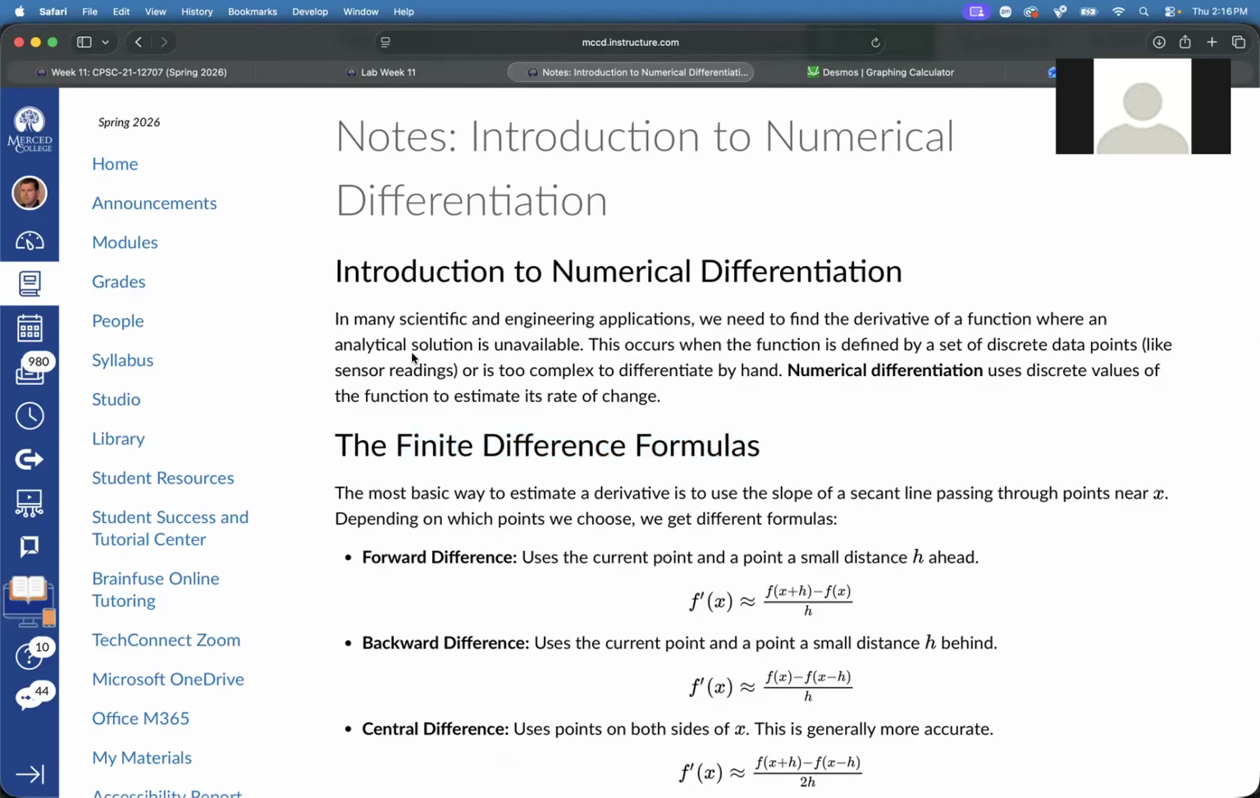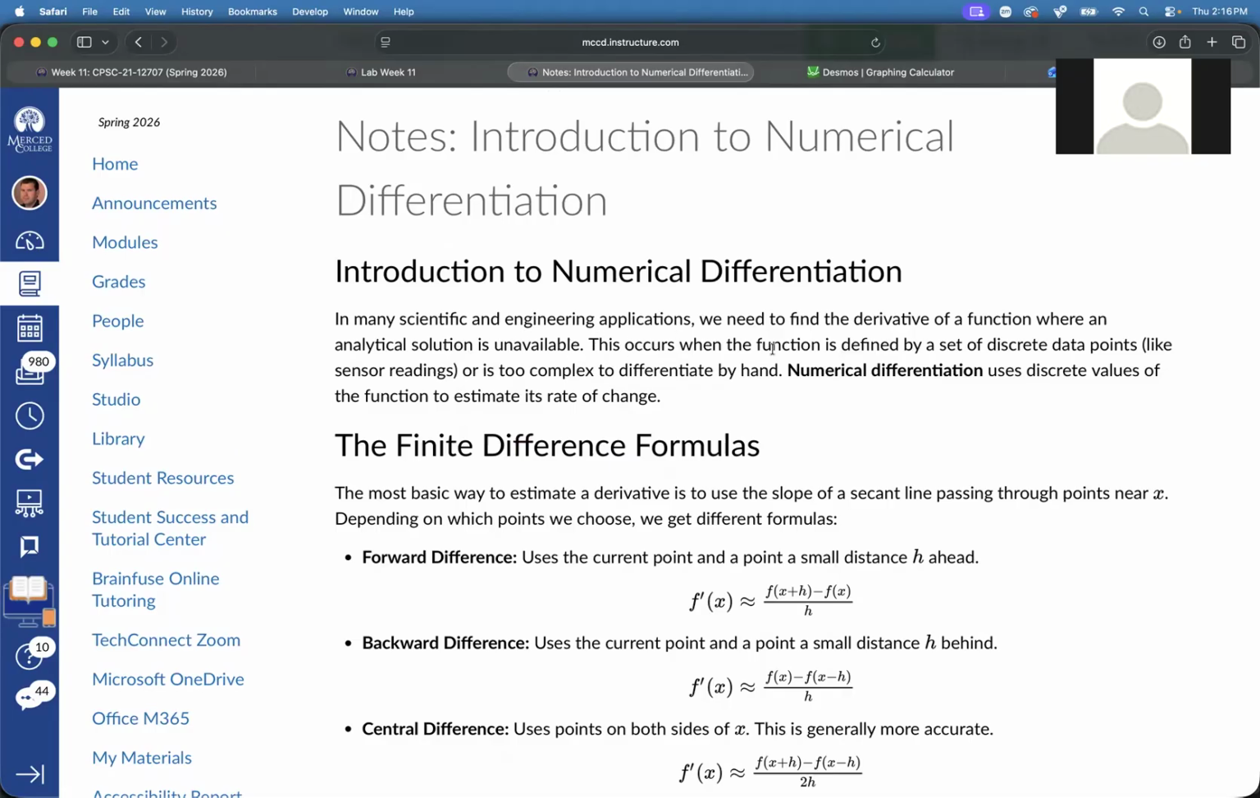So what's the point? As it says up here, in many scientific and engineering applications, we need to find the derivative of a function. But sometimes we've got a computer and we don't have a way to take the derivative of the function, because maybe we don't know the analytic solution for the derivative. Or maybe it's just a complicated function and we don't feel like taking a derivative by hand, right? So for whatever reason, we're going to be doing this numerically.